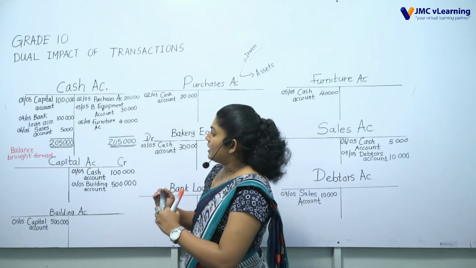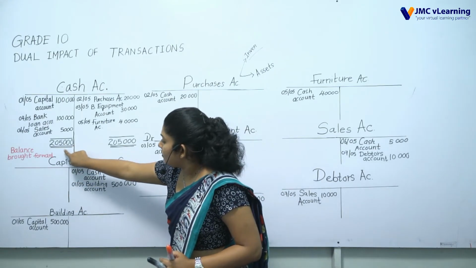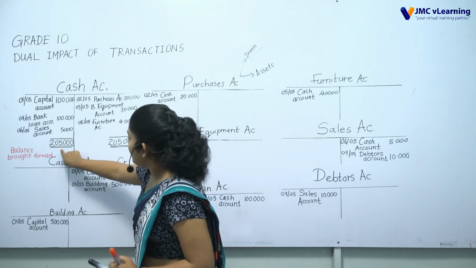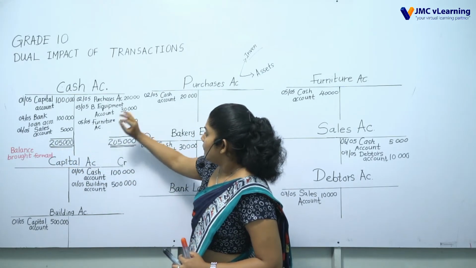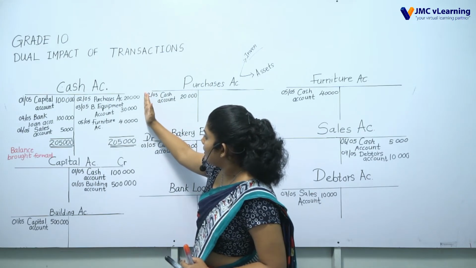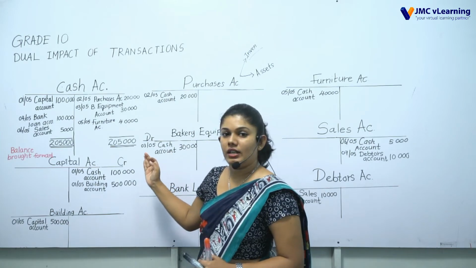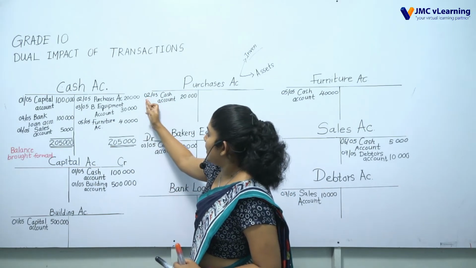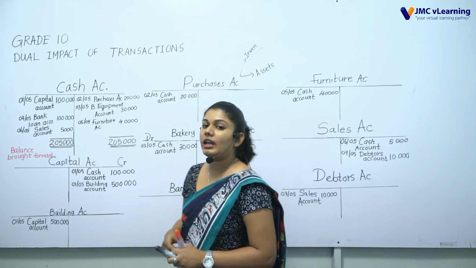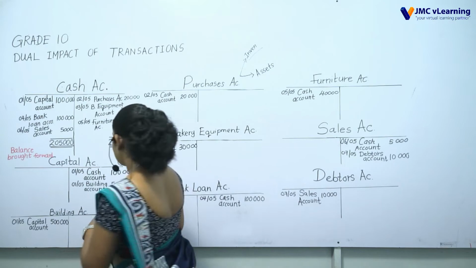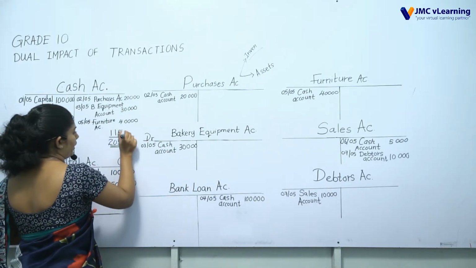The meaning of this is we had 205,000, but we spent only 90,000. So, the remaining amount is 115,000.